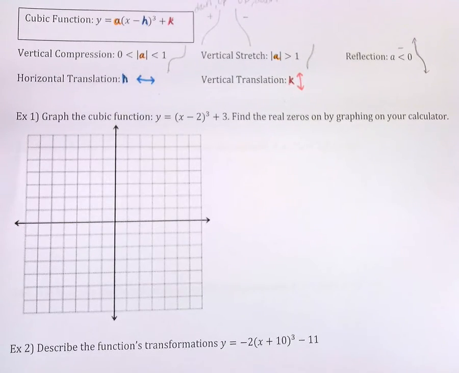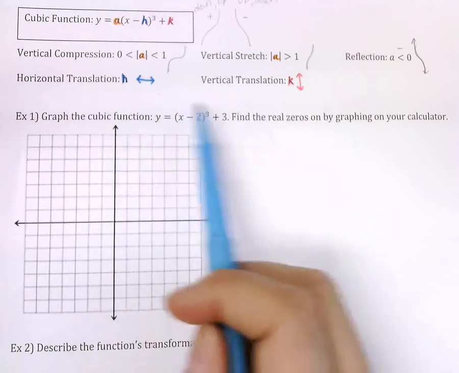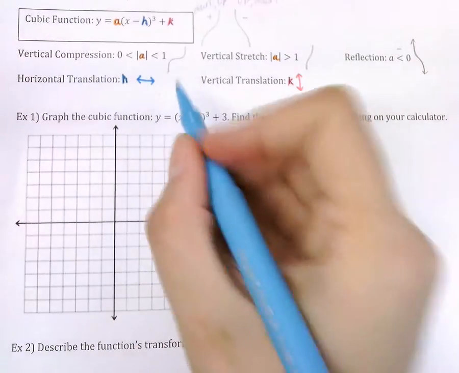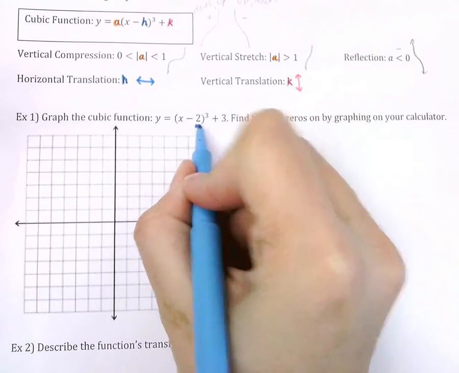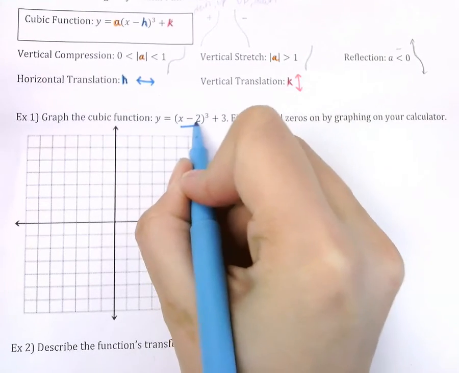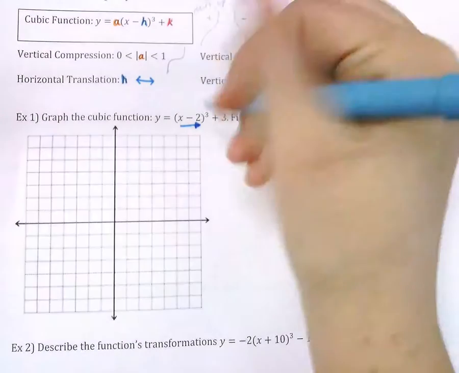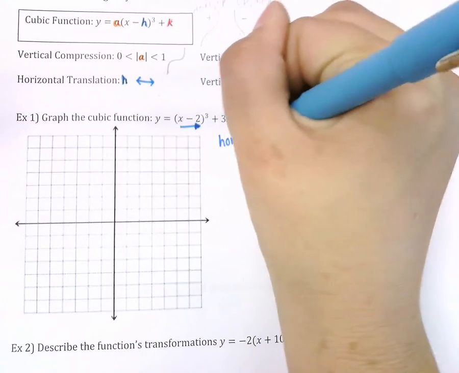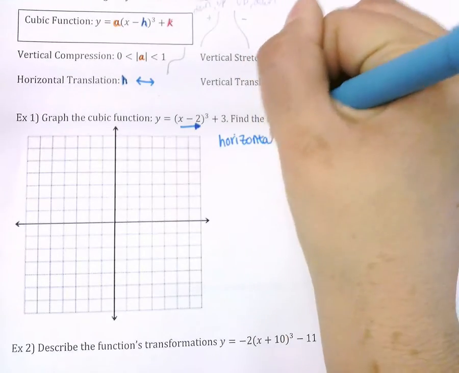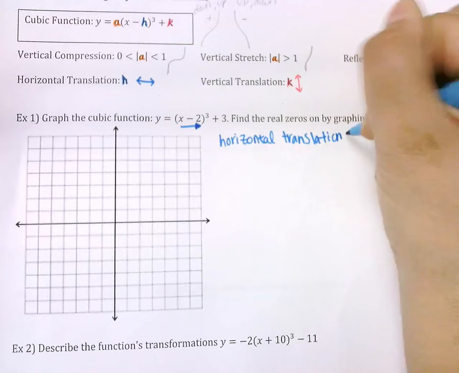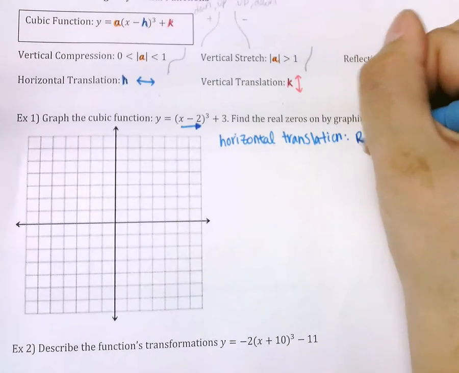What is h in this example? Negative 2. Technically, it's just the 2. And that is going to make this move to the right 2. So we would have a horizontal translation because of that 2. And this function is going to move to the right 2.